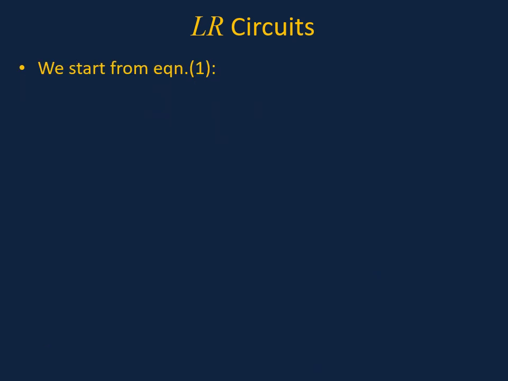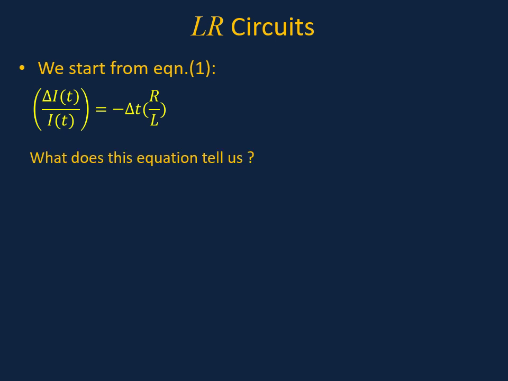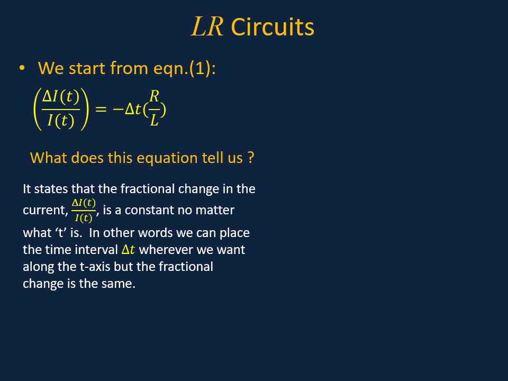So we start from equation 1, which is reproduced here. Now let's ask, what does this equation tell us? It tells us quite a bit. It states that the fractional change in the current, which is on the left-hand side, is a constant no matter what t is. In other words, we can place the time interval delta t wherever we want along the time axis, and the fractional change delta I over I at that time is the same.